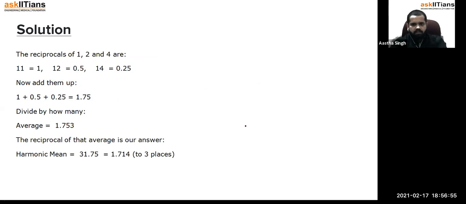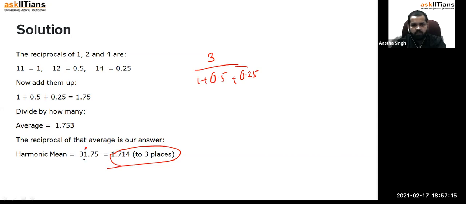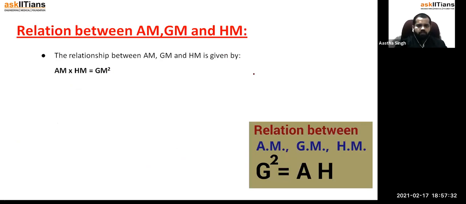So 12 by 7 is just 1.714. In this solution, it has already been written that 3 divided by 1 is 1, 1 by 2 is 0.5, and 1 by 4 is 0.25, right? So 3 upon 1.75 is basically 12 upon 7, which is 1.714, right guys?